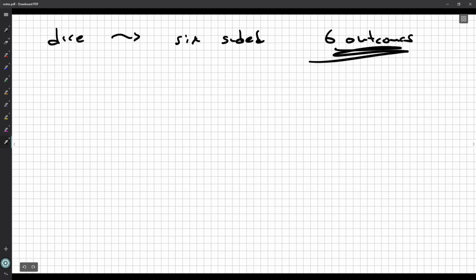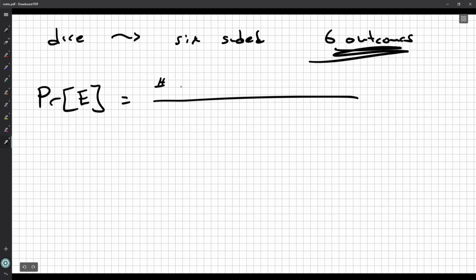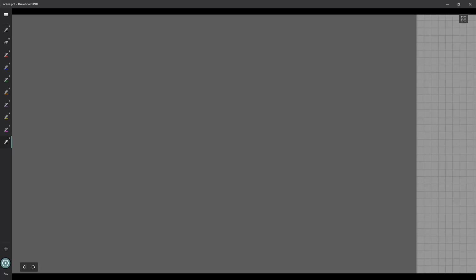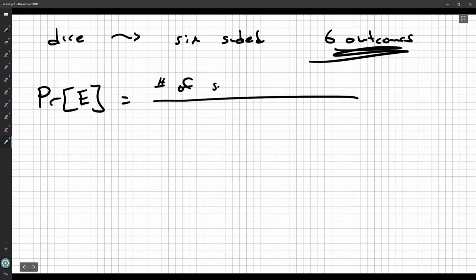Okay, so the probability of our first event is going to be the number of ways to get whatever the first event was called. So the number that comes up on the second die is at least twice, so second is at least twice the first. I'm just going to abbreviate it like that. Over just the total number of ways the dice can come up.